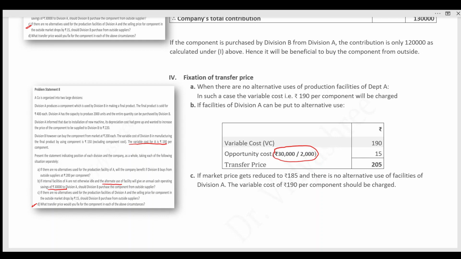The third situation is if the market price is reduced to rupees 185, and again division A doesn't have any alternative use, so the transfer price to be charged is the variable cost, rupees 190. In very simple words, if there is no alternative use, then you just charge 190. In the first and third situation, there is no alternative use, so you are just charging 190 rupees. But in the second situation, you have an alternative use. That's why you calculate the opportunity cost, and that's how you get the transfer price of 205. That's it. Thank you.